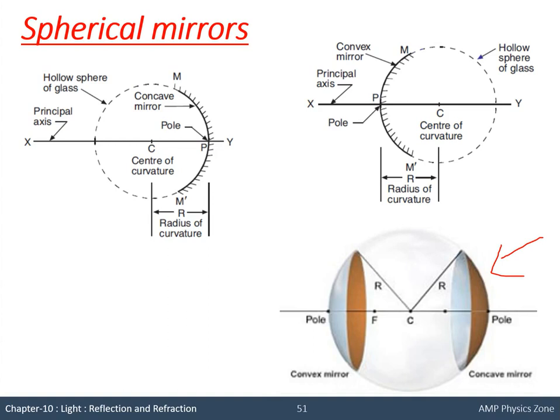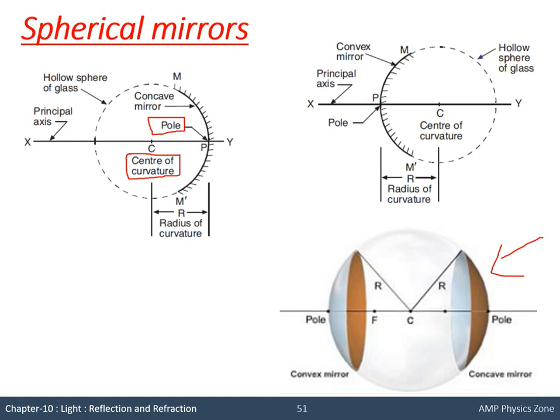Now the basic terms related to spherical mirrors. First is the pole. The pole is nothing but the center of the reflecting mirror. Whether it is concave or convex, both will have a pole, that is the center of the mirror. Second is the center of curvature of the mirror. The center of curvature is the center of the sphere from which the mirror is made.